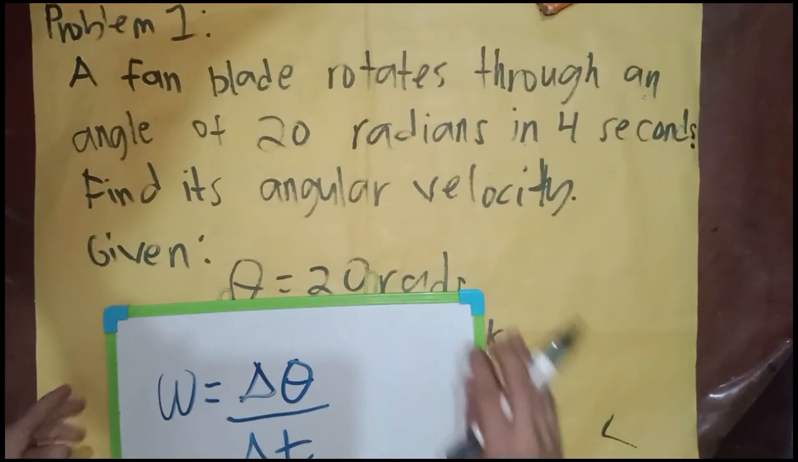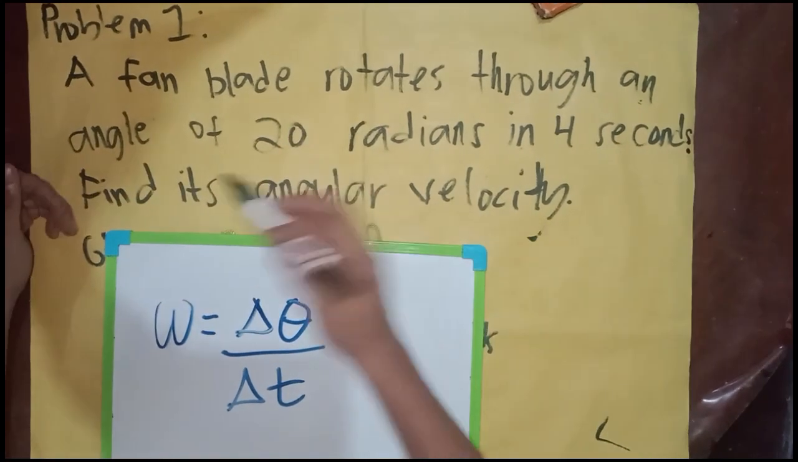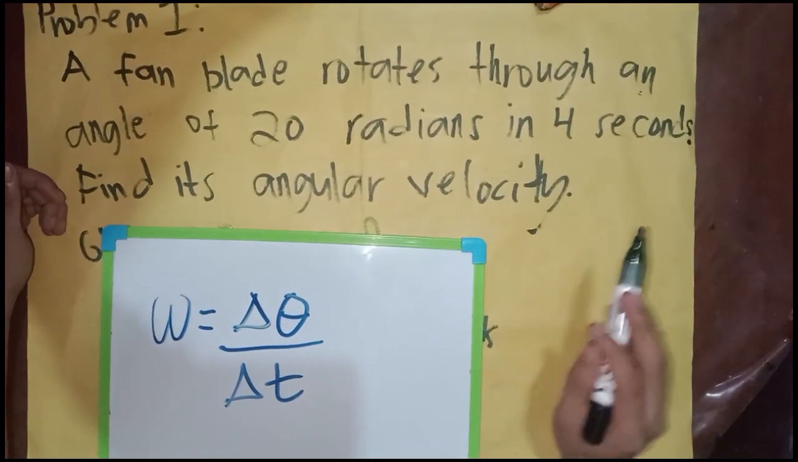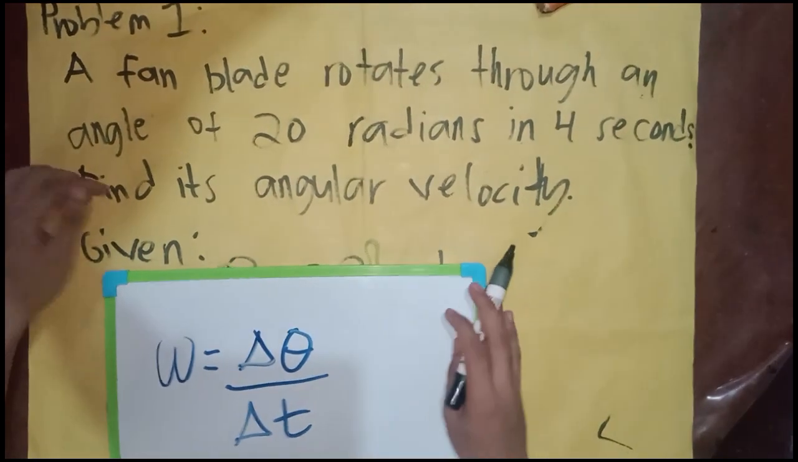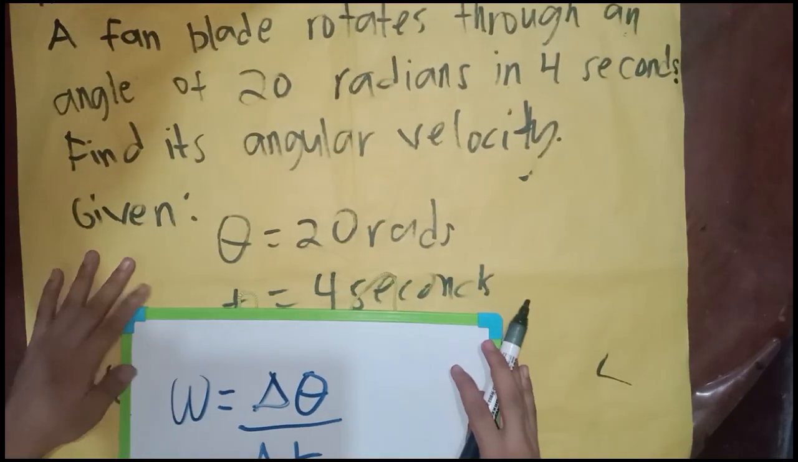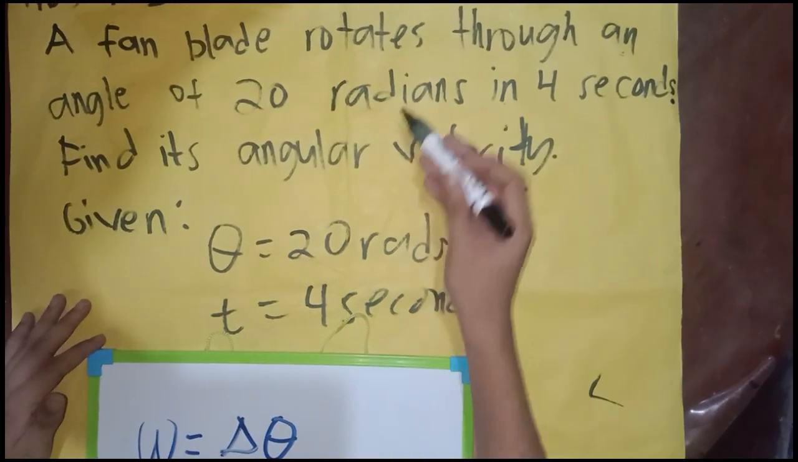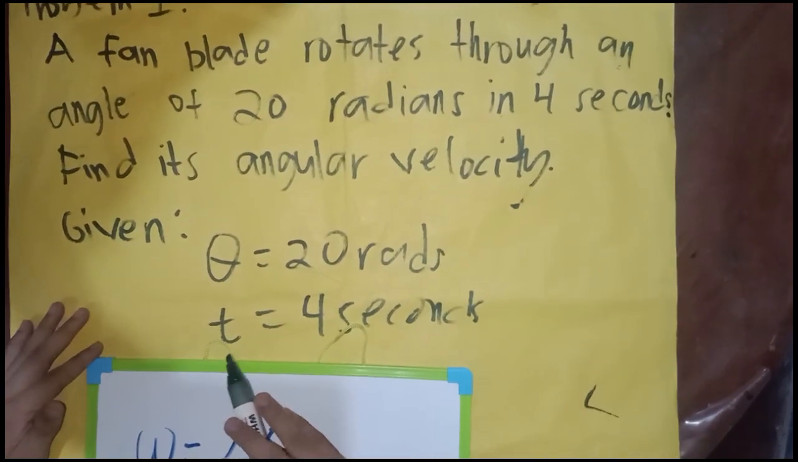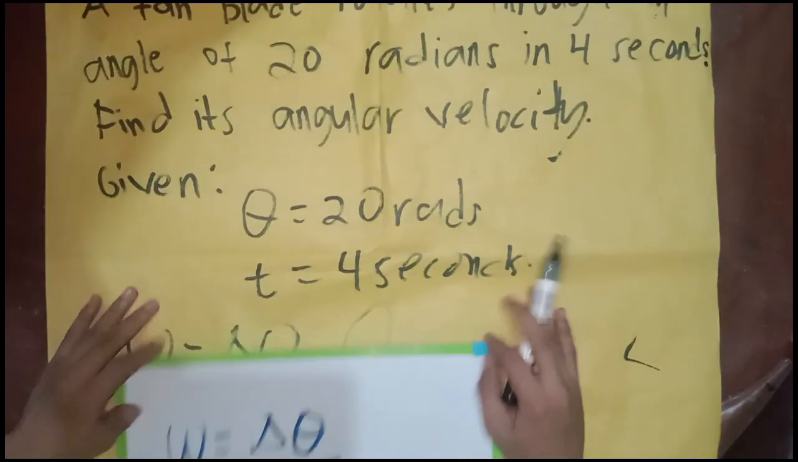So I have a problem here. A fan blade rotates through an angle of 20 radians in 4 seconds. Find its angular velocity. So this is the given: angular displacement is equal to 20 rad, and our time is equal to 4 seconds. So this is the formula.